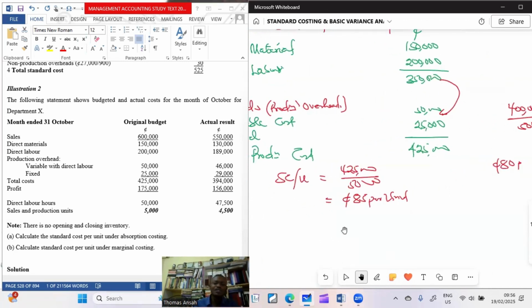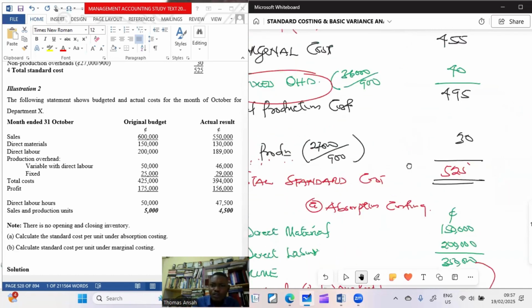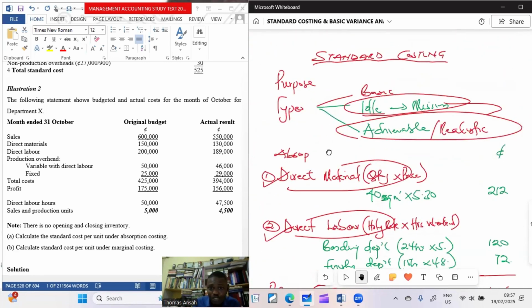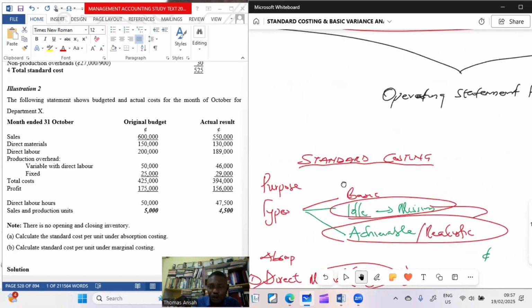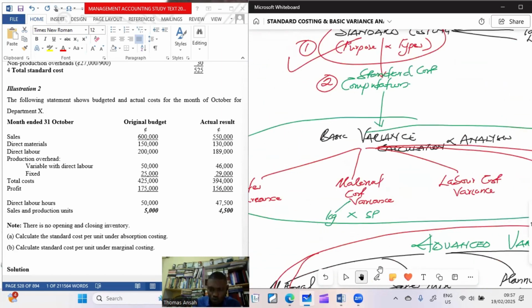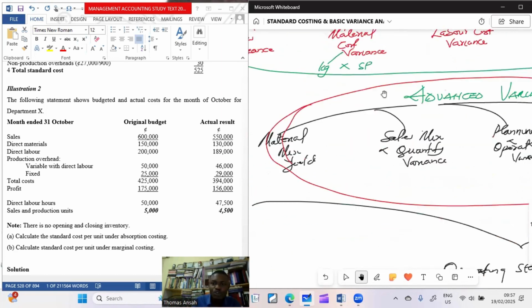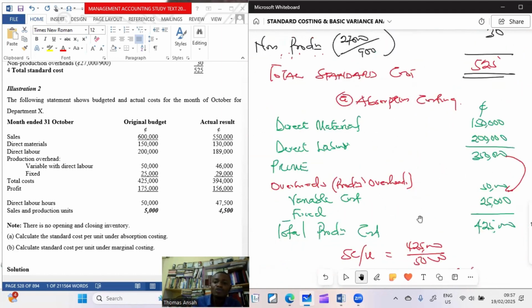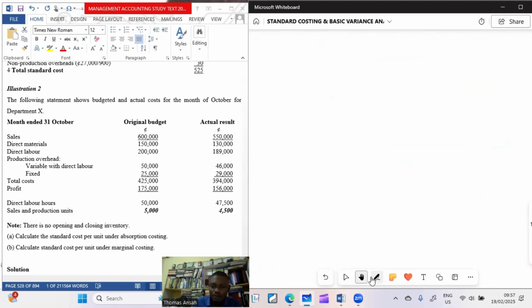So ladies and gentlemen, this is this. All right, so computation of standard cost, but you can be asked to use ABC. You learn how to use ABC. So the objectives keep going. Now, let's go to the main thing, which is what? Variance analysis. And we are going to use basic variance for now.